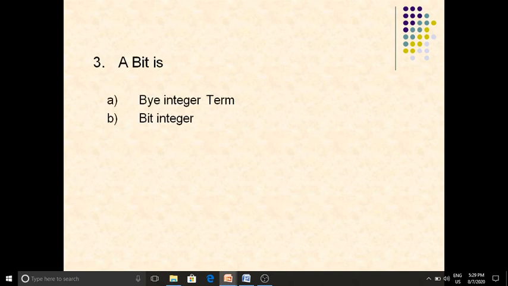Now let us move to the third question under the quiz. A byte is, he has given four options: by integer term, bit integer, binary digit, byte digit. So what is the answer here, students? Binary digit. A bit is a binary digit.